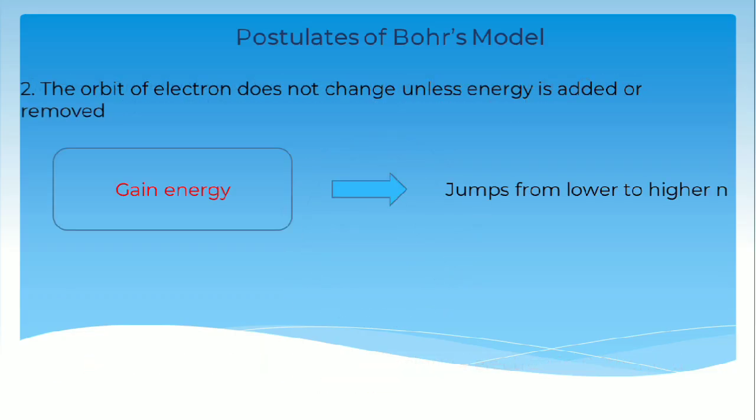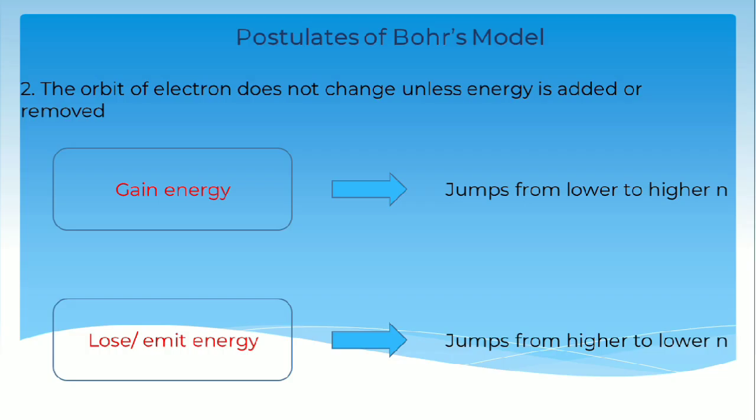Moving to the second postulate. According to Bohr, an electron remains in its orbit and does not change its position unless energy is absorbed or released.